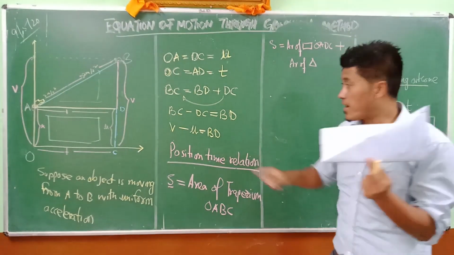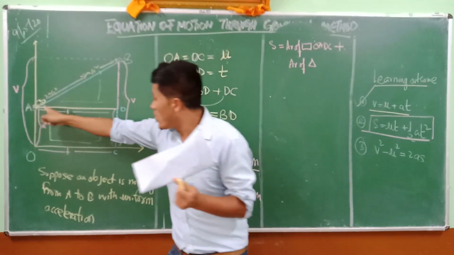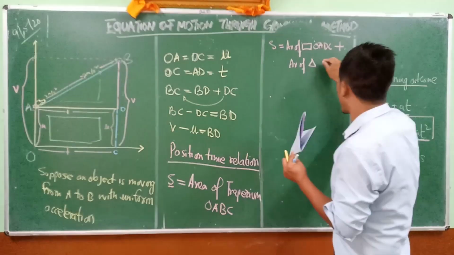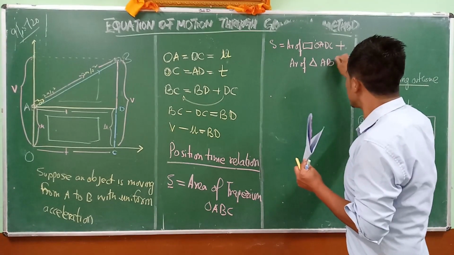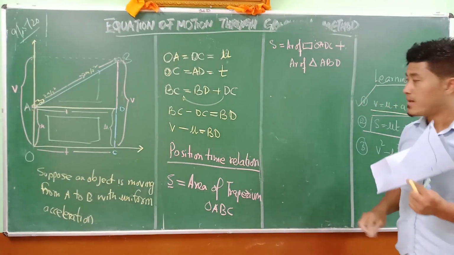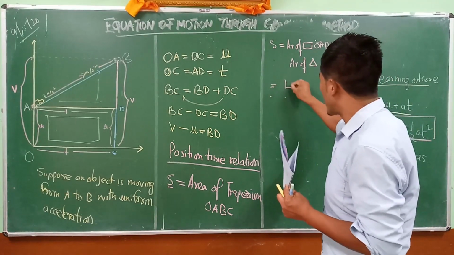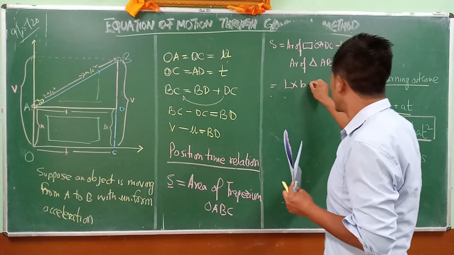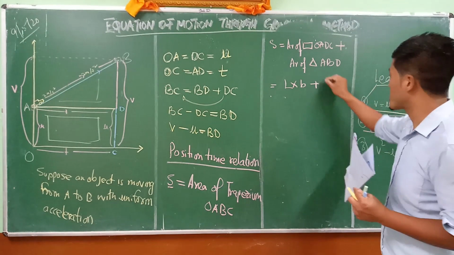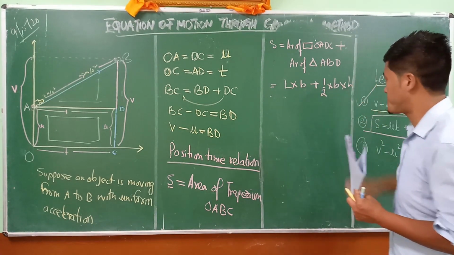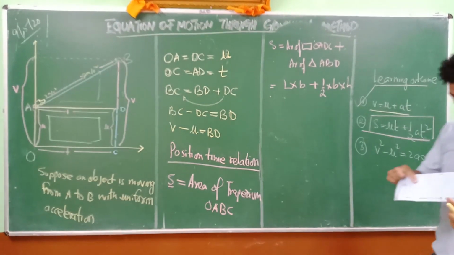What is the area of triangle? This one, ABD. Area of triangle ABD. Okay, so now we are going to find: S is equal to, what is the area of rectangle? Length into breadth, plus what is the area of triangle? Half base into height.